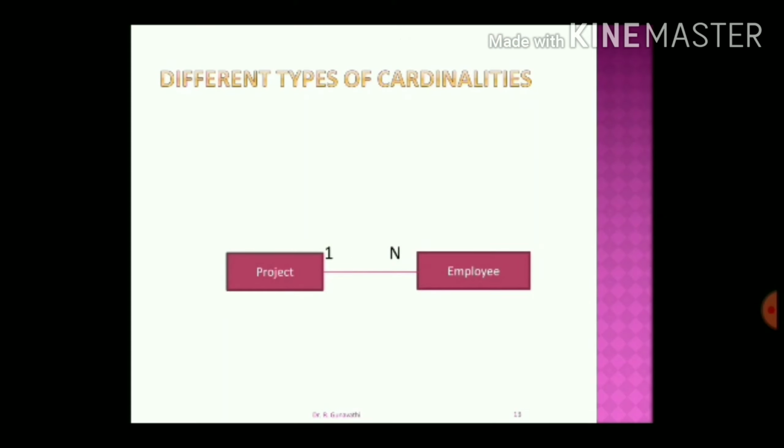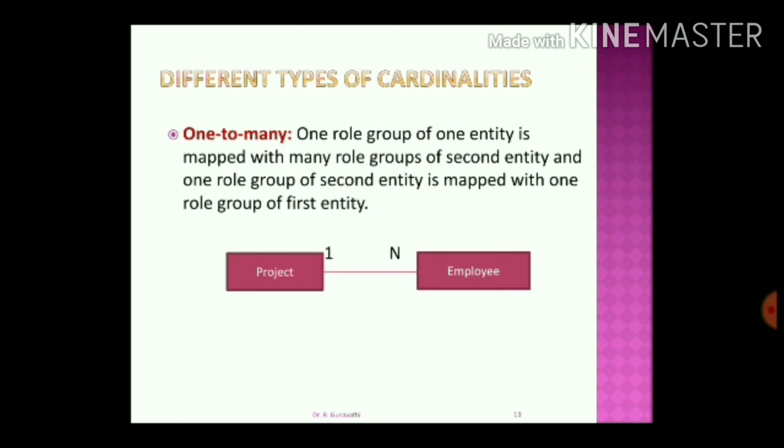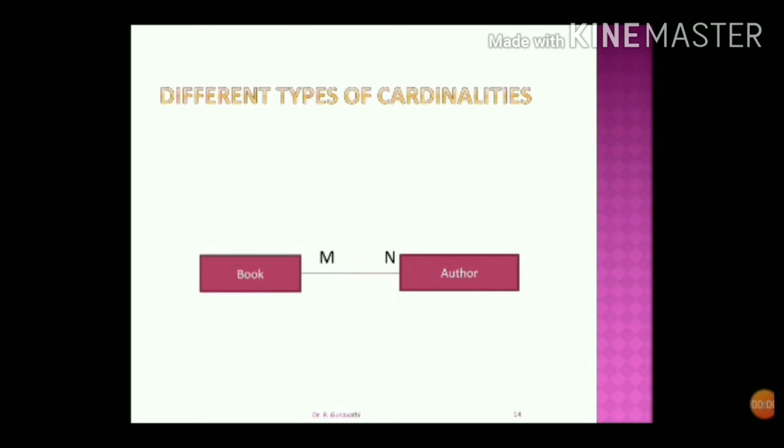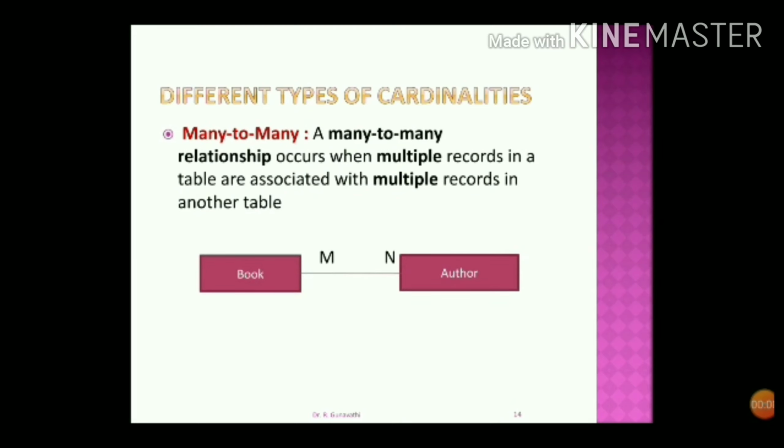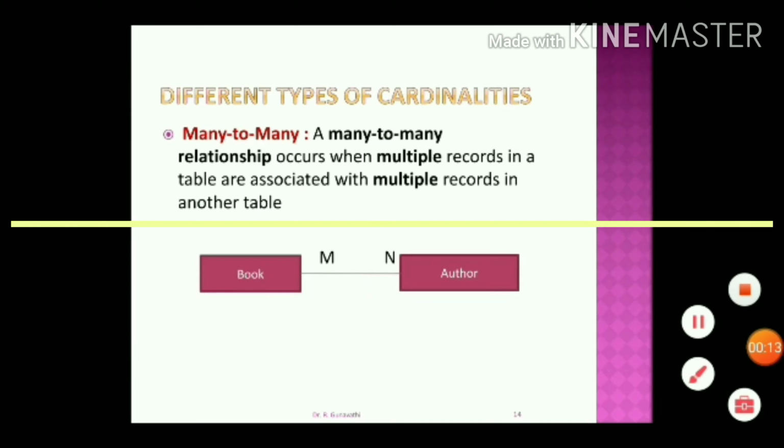One-to-many cardinality: an entity in set A can be associated with any number of entities in B, and an entity in set B can be associated with at most one entity in set A. For example, in a project, many employees will work. Many-to-many cardinality. The relationship occurs when multiple records in a table are associated with multiple records in another table. For example, many authors can write many books.